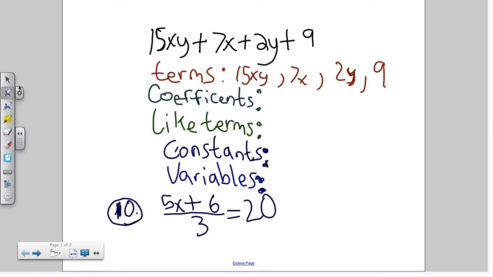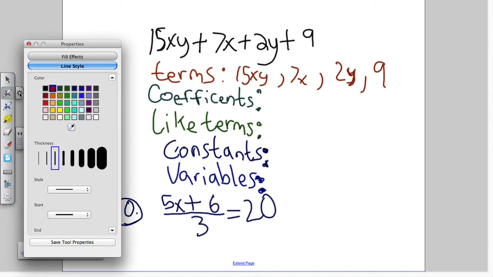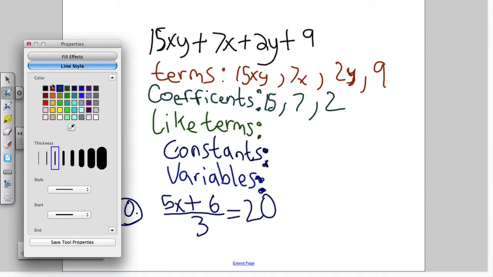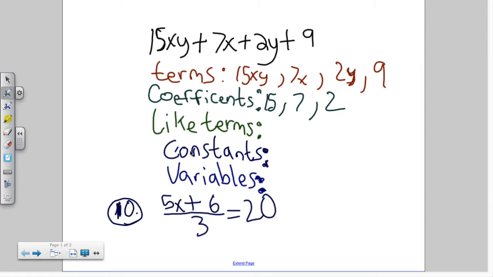Now coefficients are numbers that are multiplied with a variable. So in this expression, my coefficients are 15, 7, and 2. Okay. My like terms are the numbers that share a common buddy or may not have a buddy at all, such as they are just constants, but they are still like terms even though they have no buddy or variable that is with them.